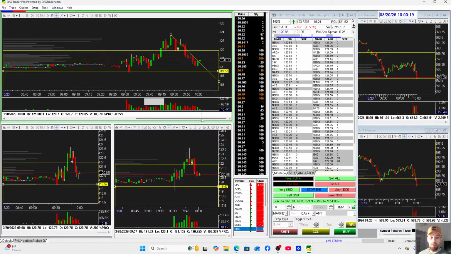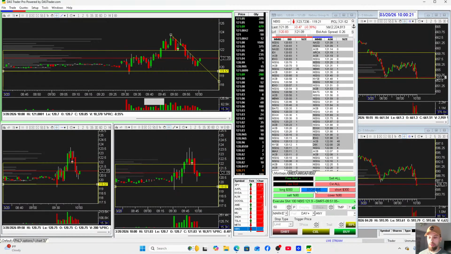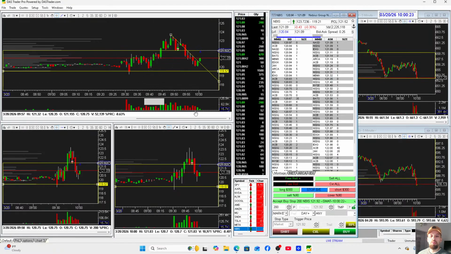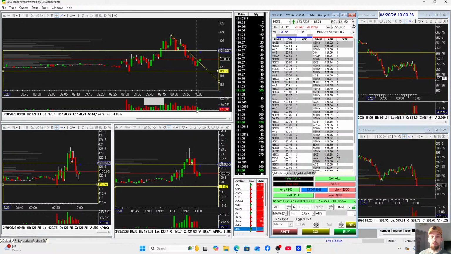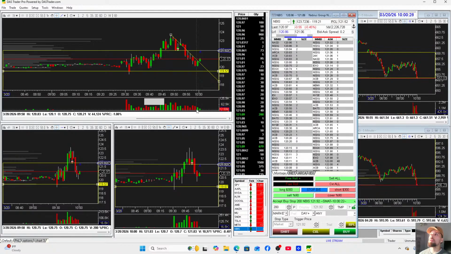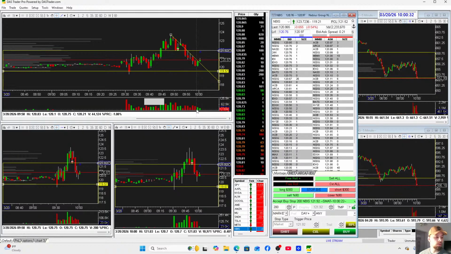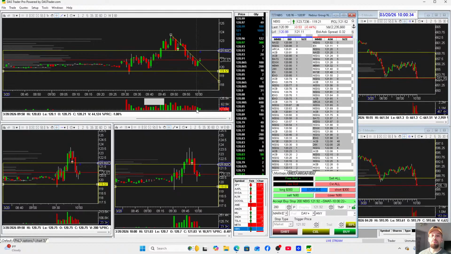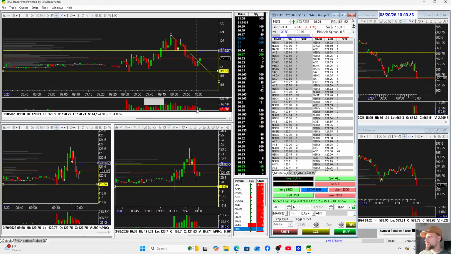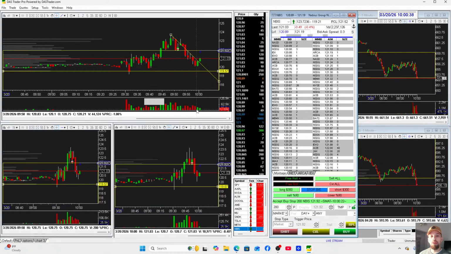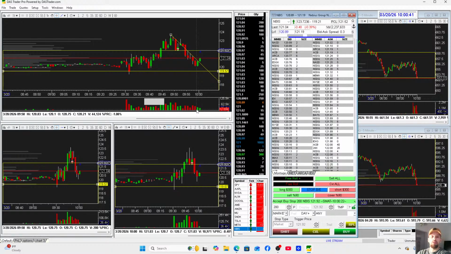We made a nice leg down so far. I'm gonna move my stop to break even, just protect myself. So this is a risk-free trade now. Very well could just come up, stop me out, move back down, but being a little bit more conservative today, so hopefully this can flush.